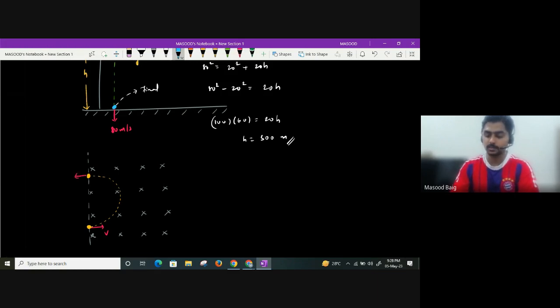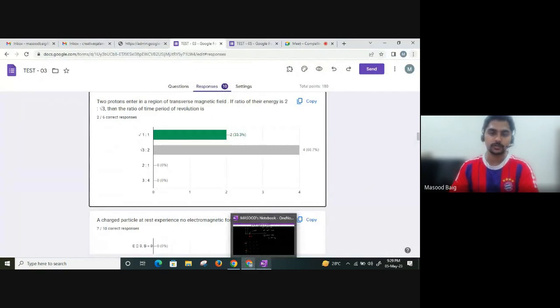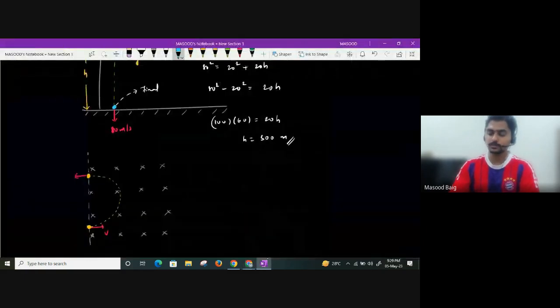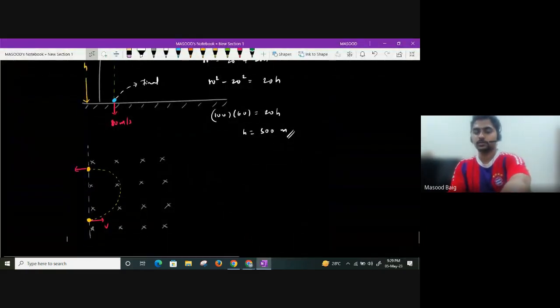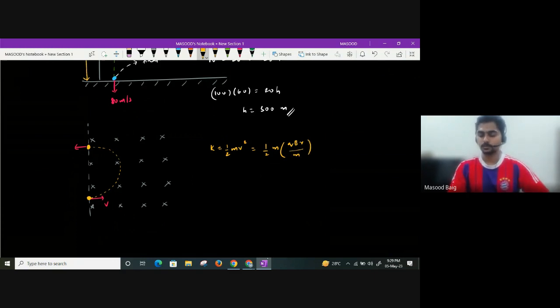So the kinetic energy ratio has been given. They're asking what would be the ratio of time periods. Two protons enter a region of transverse magnetic field. The ratio of their energies is 2:3. Protons will have the same masses, yes or no? So what is the kinetic energy formula here? Kinetic energy is half mv square, and v is given as qBr divided by m, because radius is mv divided by qB. So I'll get it as q square B square r square divided by 2m.